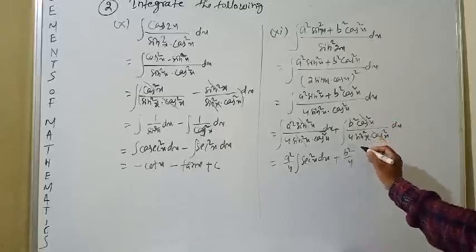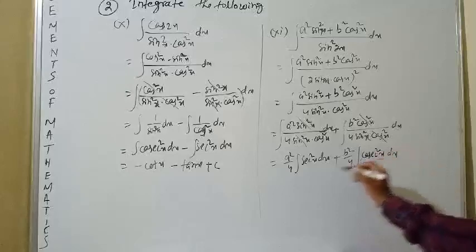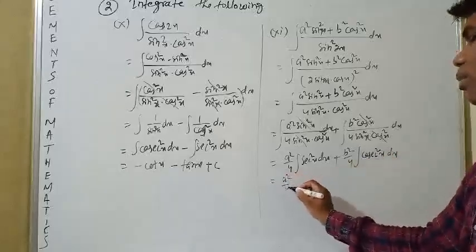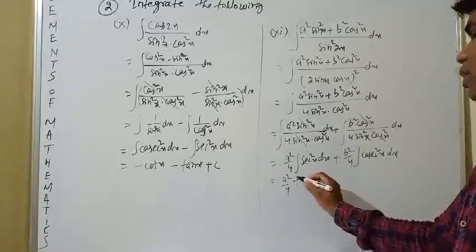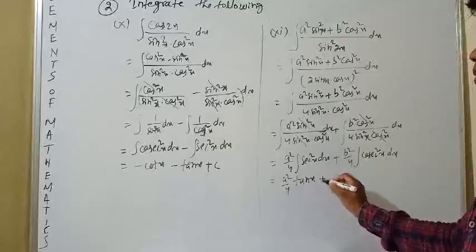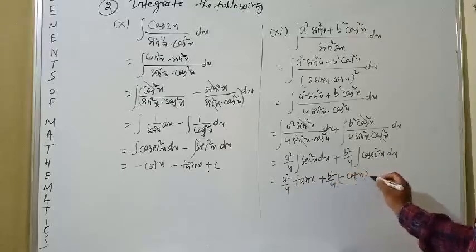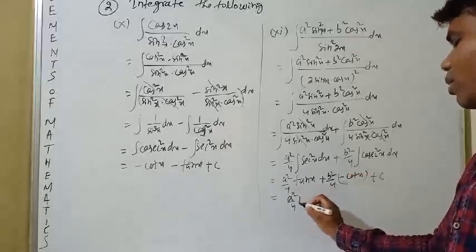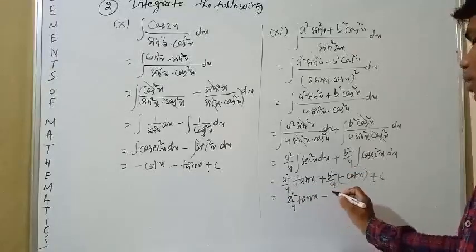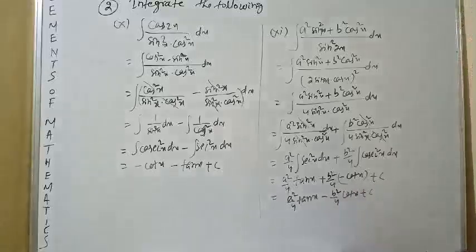1 by sin square x is equal to cosec square x dx, is equal to a square by 4 sec square x, that is the integration of sec square x, that is tan x, plus b square by 4 integration of cosec square x, minus cot x, plus c, is equal to a square by 4 tan x minus b square by 4 cot x plus c.